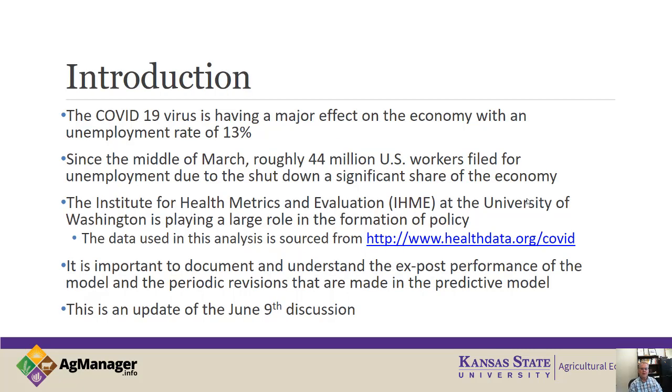Again, the COVID-19 coronavirus is having a major effect on the U.S. economy, with the unemployment rate being at 13%. Since the middle of March, roughly 44 million U.S. workers have filed for unemployment. This represents roughly 25% of the U.S. economy. The Institute for Health Metrics and Evaluation, their model, continues to play an important role.